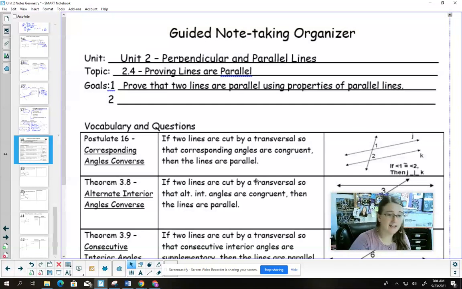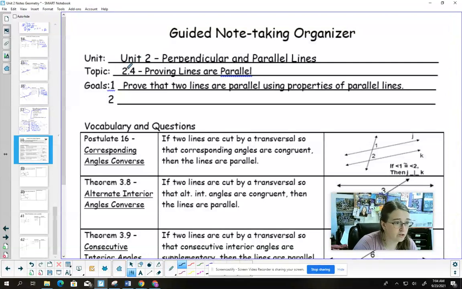So what we're looking at today is going in reverse. What we're going to do is prove that a line is parallel if one of those special relationships exists. So what we do is, if you notice, you're looking in your 2.4 notes, all of these are called our converse theorems.